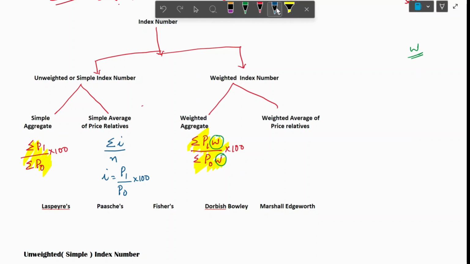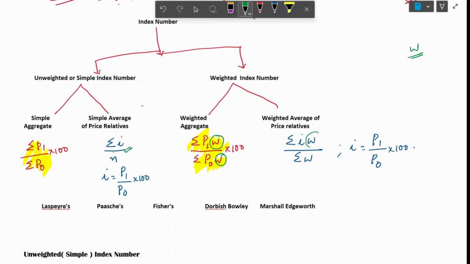Now, in the same way, you can compare the weighted average of price relative with the simple average of price relative. Here the formula becomes summation of IW, whole divided by summation of W, where I equals P1 divided by P0 into 100. Now see, summation of I is for the simple average of price relative.